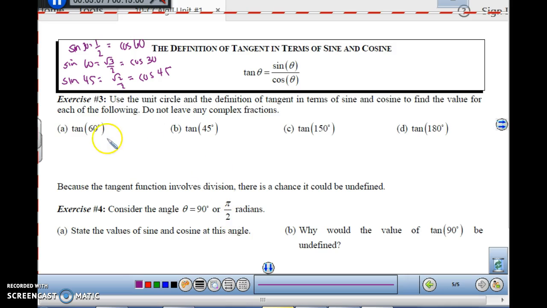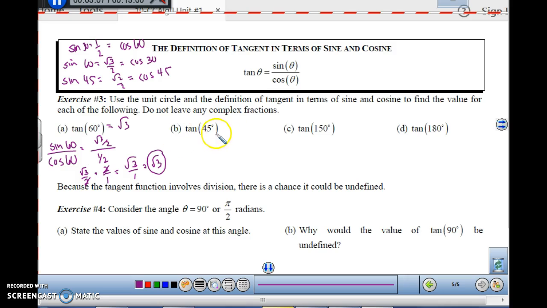Okay, so all we have to do is figure out what we have for this. So the tangent of 60. All right, so that means it's going to be the sine of 60 over the cosine of 60. The sine of 60 we know is the square root of 3 over 2, and the cosine of 60 is 1/2. So it's this divided by this, which is square root of 3 over 2, times, because we're going to do the reciprocal, 2 over 1. Cancel, cancel. It's the square root of 3 over 1, which is the square root of 3. Okay, so the tangent of 60 is equal to the square root of 3.